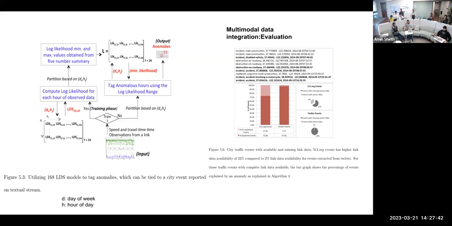The reason is that when an incident happens, people start reporting events, posting and adding photos in Twitter as soon as the event occurs. That means if there is a delay in the road or slowdown in the vehicles or traffic, then people start reporting as soon as that event or incident happens.